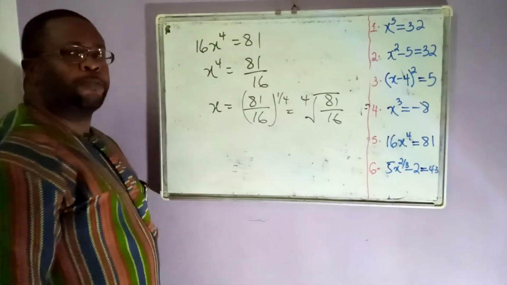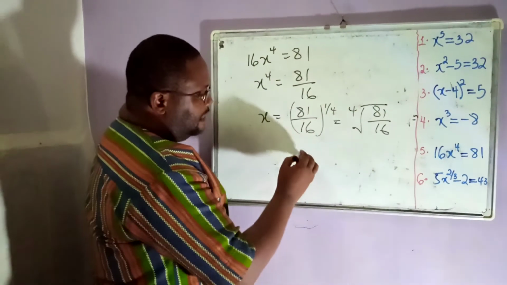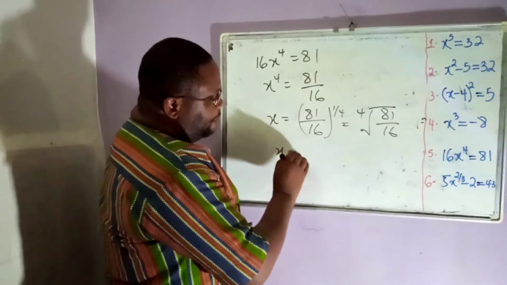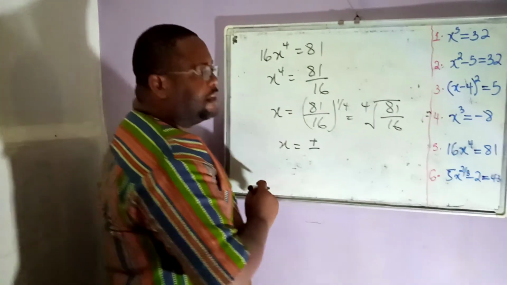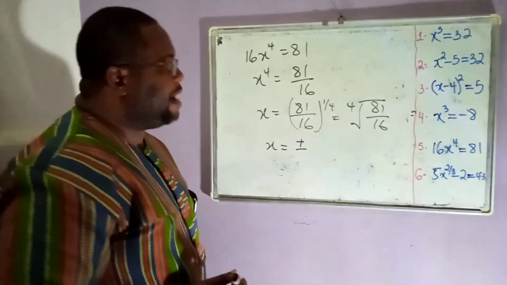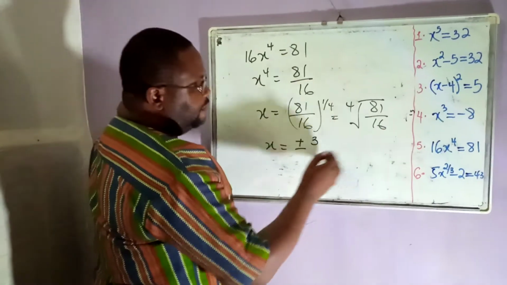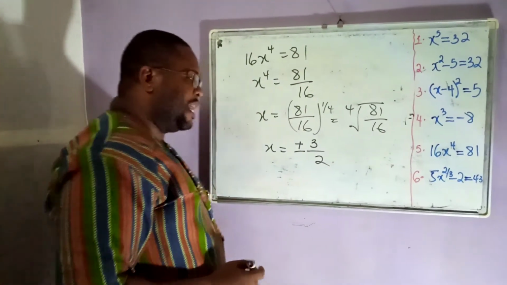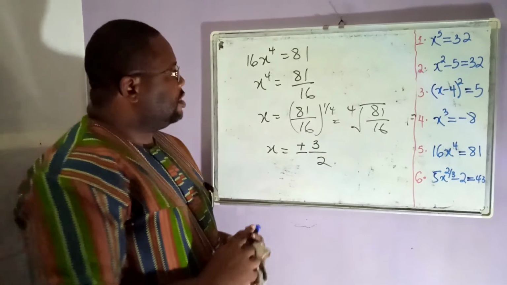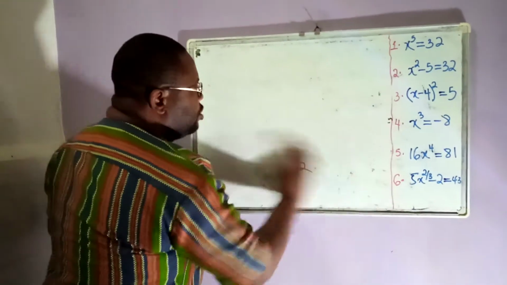My power here is positive. My power here is even. So because that power is even, we now simply have that x becomes equal to positive or negative. Once the power is even, then it has to come with a plus and a minus. The 4th root of 81 is simply equal to 3, and the 4th root of 16 gives me 2. So that gives me the solution, plus or minus 3 over 2.